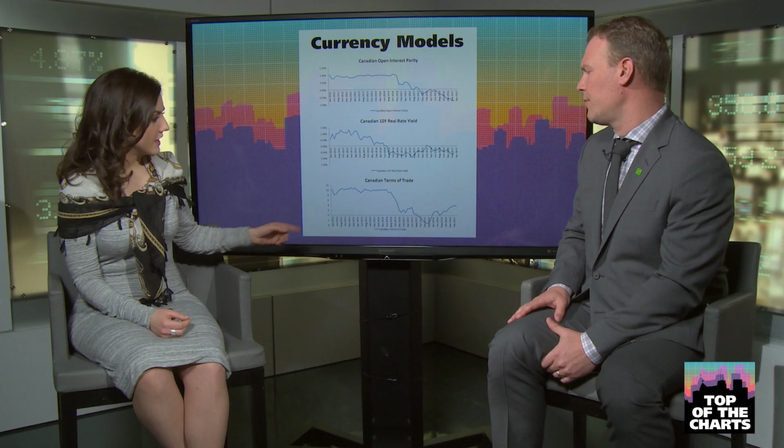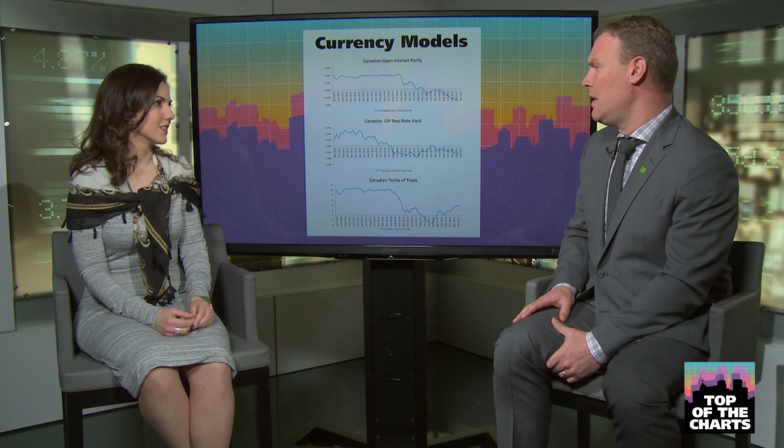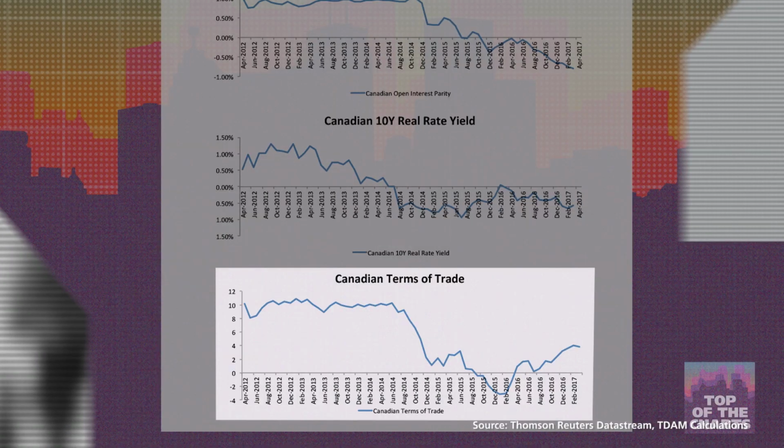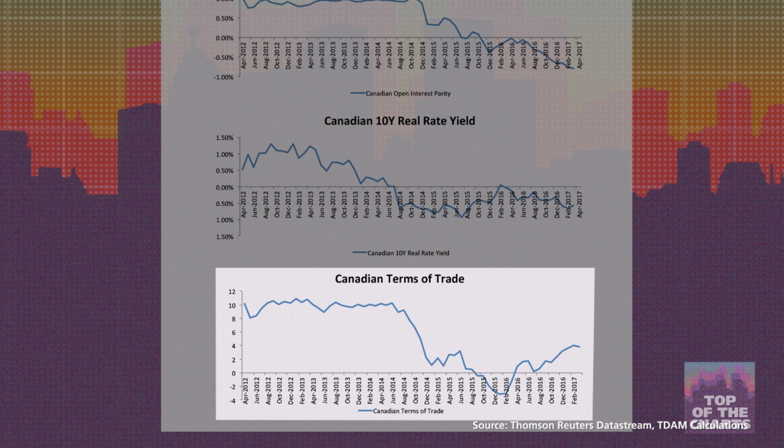And finally, Canadian terms of trade, what is that chart telling us? Terms of trade is a measure where we price the exports and the imports of a particular country, and we look at the differential. As the value or the price of your exports increases, that's a tailwind to your currency. As they decrease, it's a headwind.